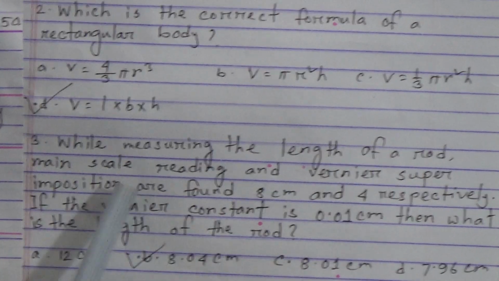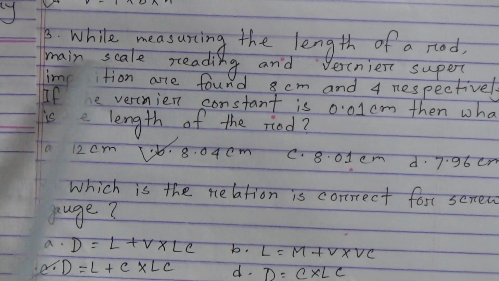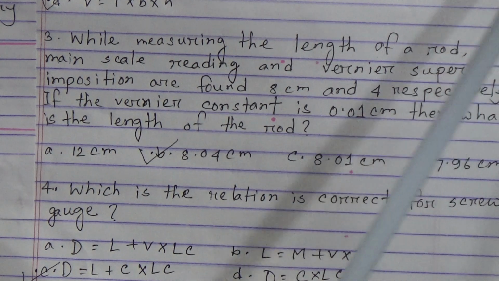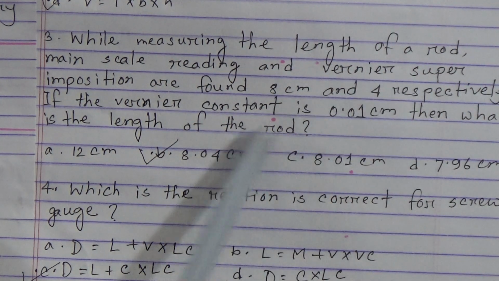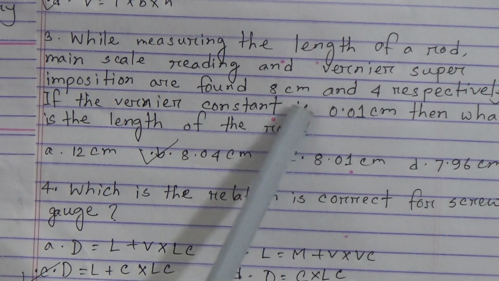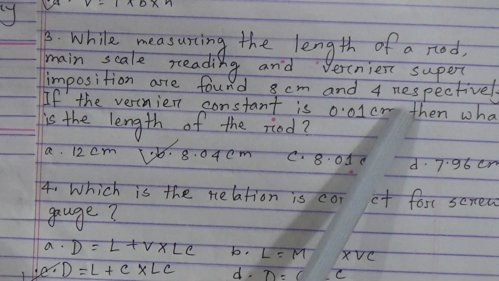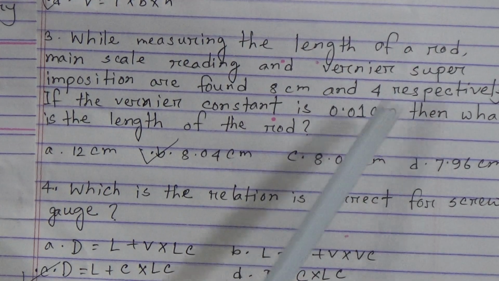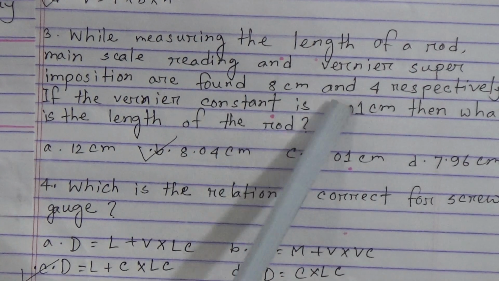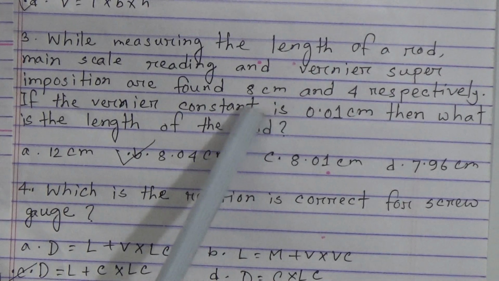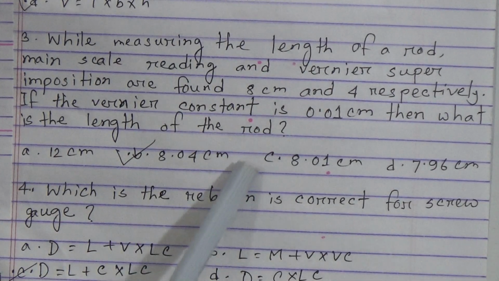My dear students, here given main scale reading is 8 centimeter, that means M 8 centimeter, vernier superimposition V given 4, and vernier constant is 0.01 centimeter. That means M plus V into VC, that means 8 plus 4 into 0.01. That means the answer will be 8.04 centimeter.